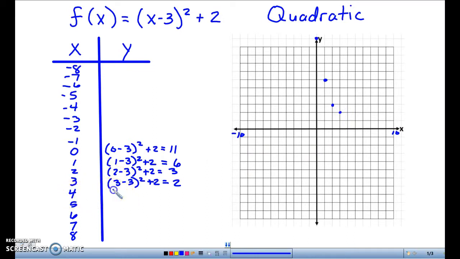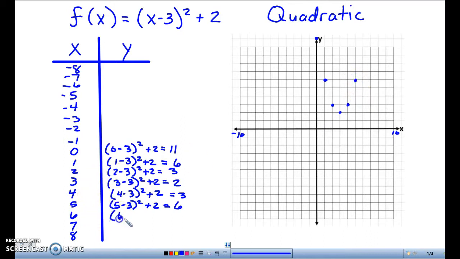Keep going. 4 subtract 3 squared plus 2. 4 subtract 3 is 1. 1 times 1 is 1, plus 2 is 3. 4, 3 is right there. If we put in a 5, 5 subtract 3 is 2. 2 squared is 4. 4 plus 2 is 6. So we've got the ordered pair 5, 6. 5, 3, 4, 5, 6.